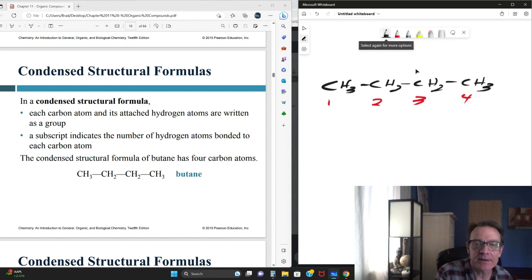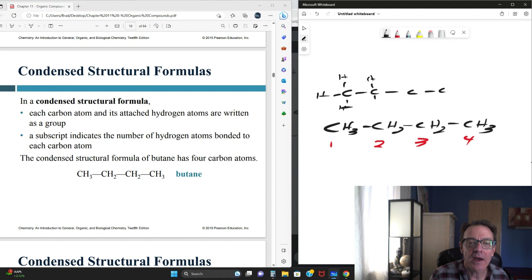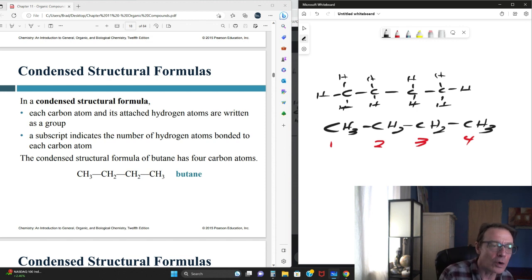The expanded version of this would be the following. Again, you have carbon to carbon to carbon to carbon, and then you expand it by indicating the hydrogen to carbon covalent bonds. Those are the same two things. The expanded is the most time consuming. Then we have the condensed version, which you can write out a lot more quickly. And then I'll get to the other ways of representing this.